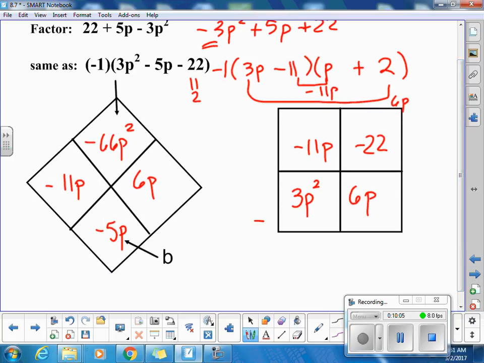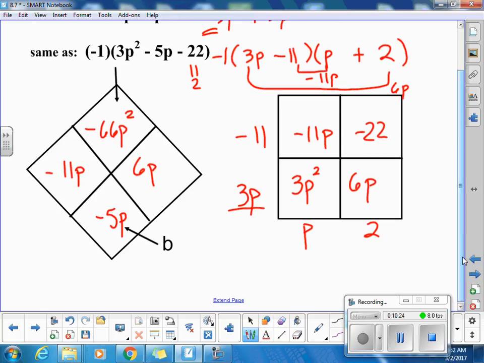I'm going to start here because I need factors of 3p squared and 6p, a greatest common factor, which would be 3p. And this way I would have a p. p times negative 11 is negative 11p. 3p times 2 is 6p. And you can always use that last box to check: negative 11 times 2 is negative 22. Remember we pulled that negative 1 out, so that just hangs out in front. We have 3p minus 11 and p plus 2. So there are two different ways of factoring it.